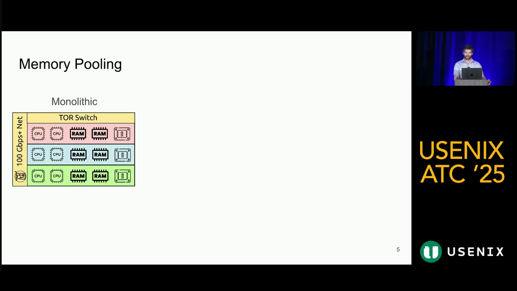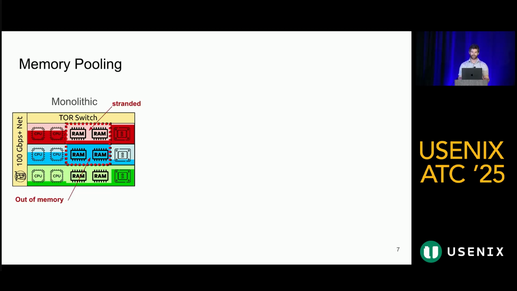I have a quick example here to just illustrate those advantages. So on the left, there's a monolithic server where all of the resources are in a single box, and I've highlighted their utilizations in darker color. So the higher up it is, the higher the utilization. And what I want to show in this example is that this blue machine is out of memory, where the red machine still has some left over.